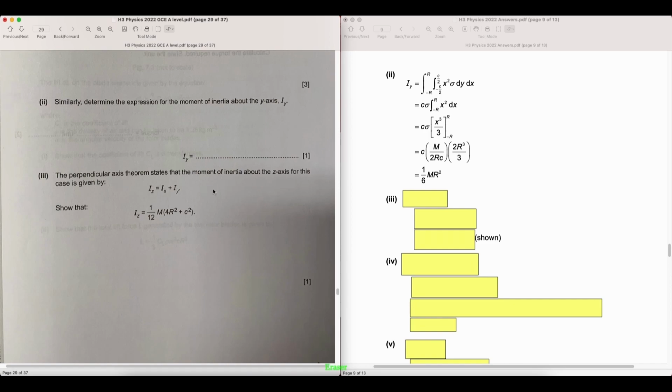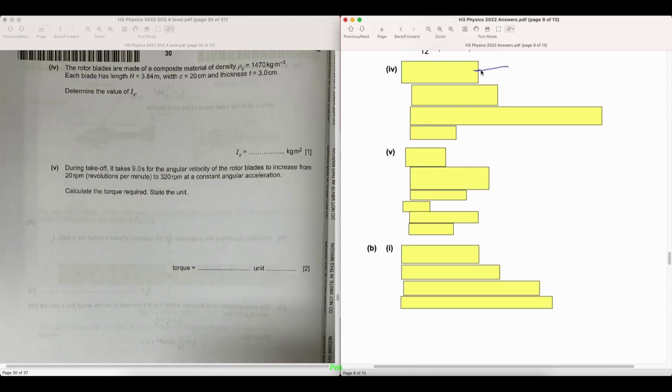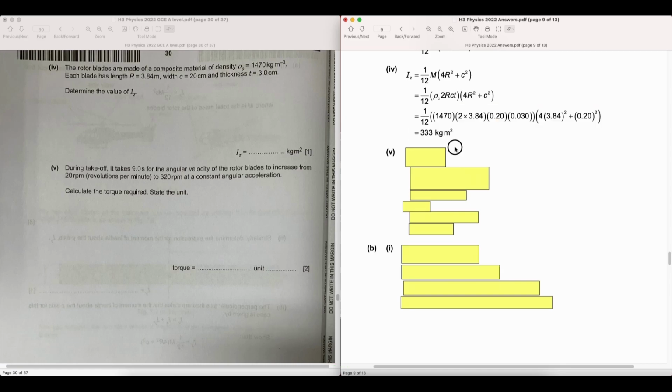Now, the perpendicular axis theorem is a theorem for planar objects. If you have a planar object, the moment of inertia about the z-axis is equal to the moment of inertia about the x-axis plus the moment of inertia about the y-axis, which is another perpendicular axis. You can see that x, y, and z form a set of orthogonal axes, and that's why it's called the perpendicular axis theorem. The plane must span the xy plane. This allows us to just combine the above two results we have obtained to get the following expression, after factoring out the common factors.